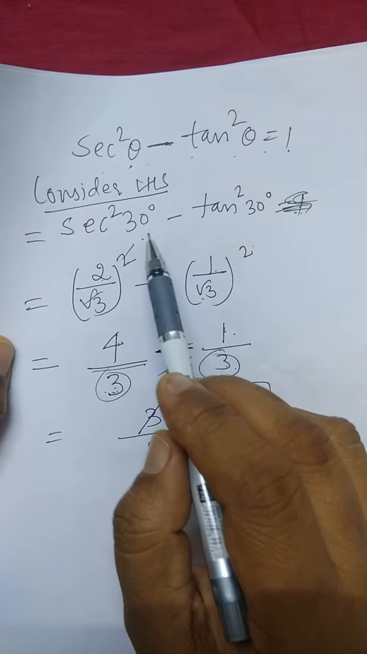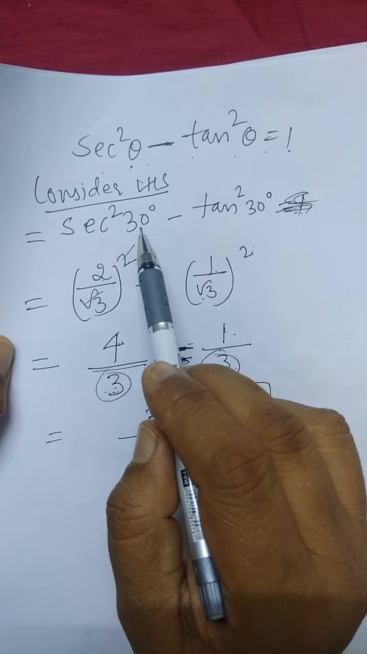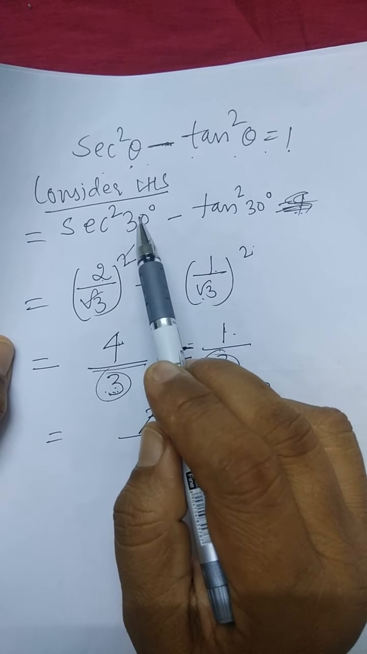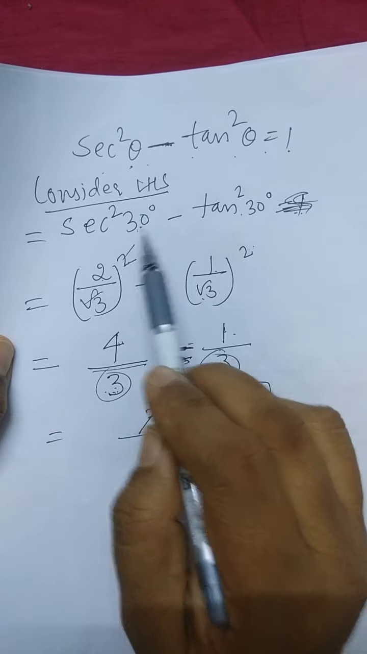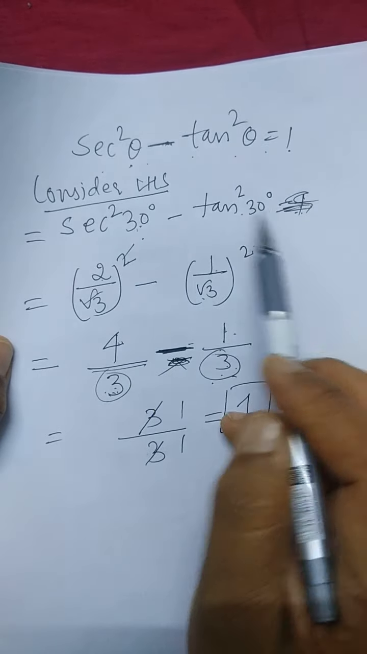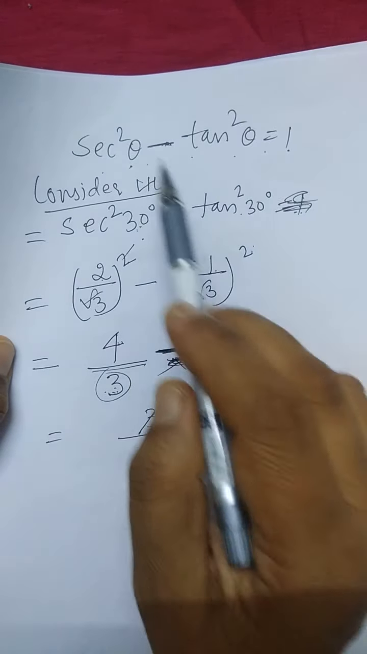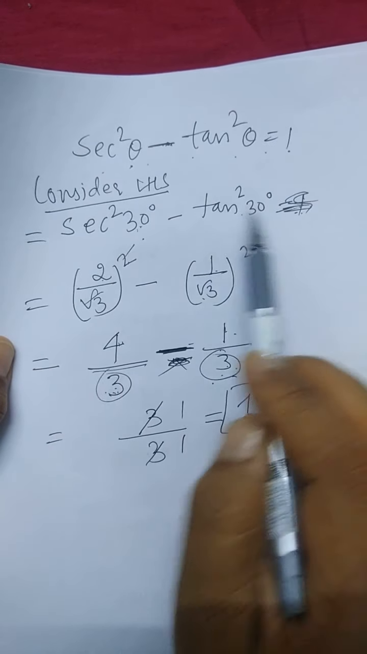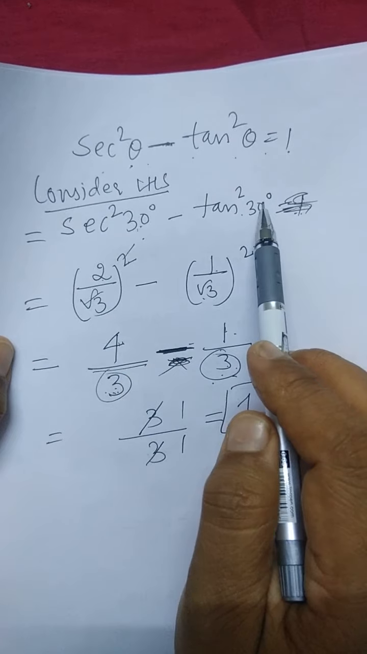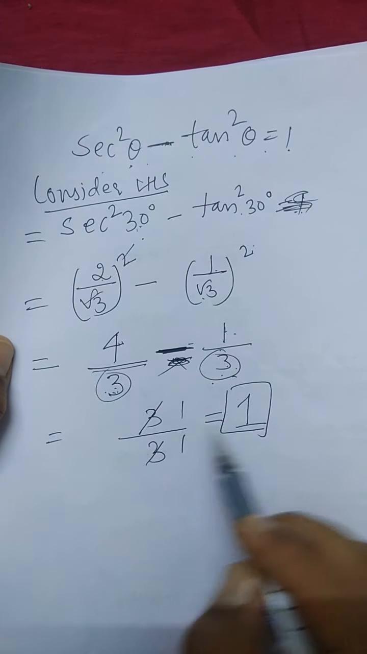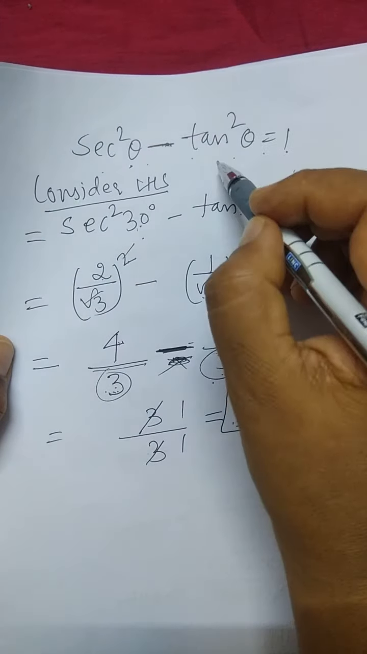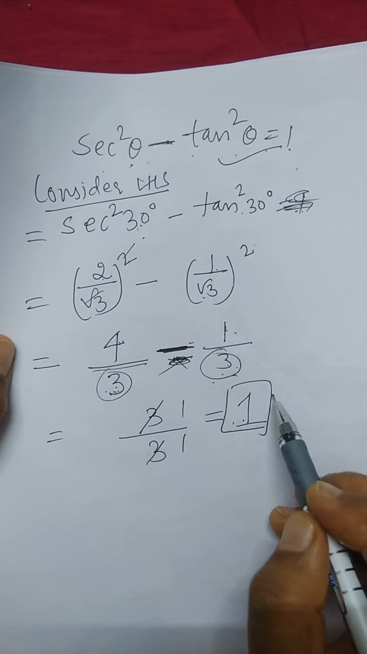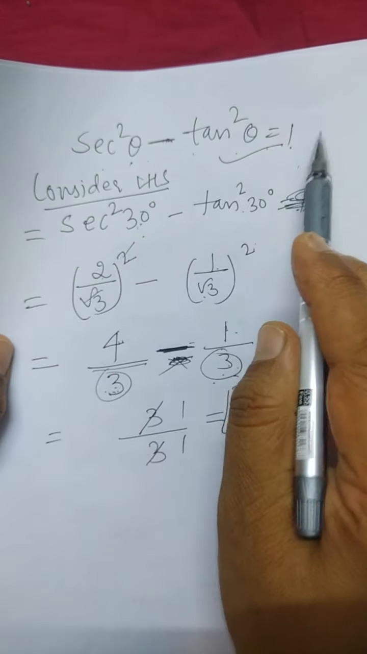You can take any other angle value than 30 degree. You can take 60 degree, but these two angles should be same. That you have to remember. Okay, theta, same angle. Theta, theta. 60, 60. 90, 90. Any other angle you can take and prove. Okay, so we proved that it is equal to 1. So this is the identity. Identity means if you subtract these two values, you'll get answer 1.